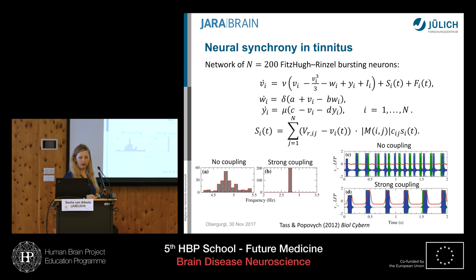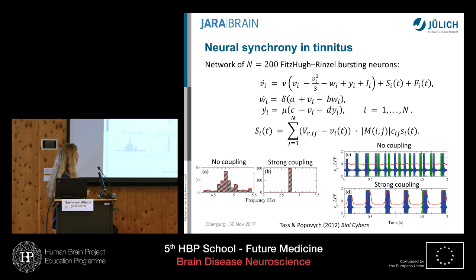And the model that I will talk about tries to capture some of this. It's a very simple model, just 200 neurons. They use the Fitzhugh-Rinzel bursting neuron. It's an adaptation of the more well-known Fitzhugh-Nagumo model. And it has two fast variables, V and W, that describe the spikes, and then a slower variable, Y, that determines the transition between bursting and the interburst intervals. And there are synaptic inputs S from within the model, and then an external drive can be represented by F here.